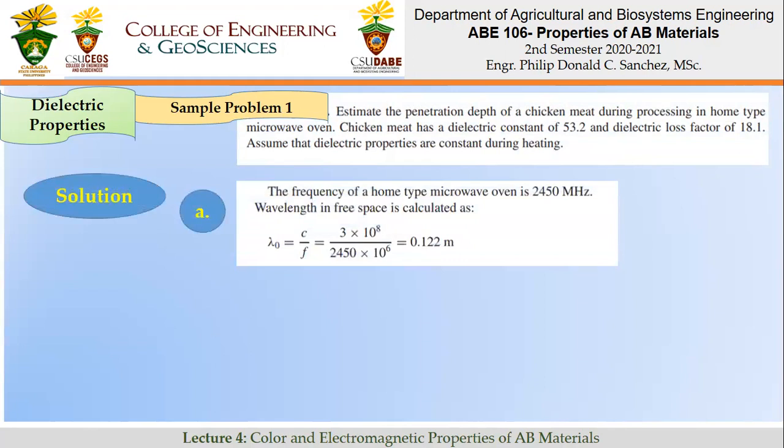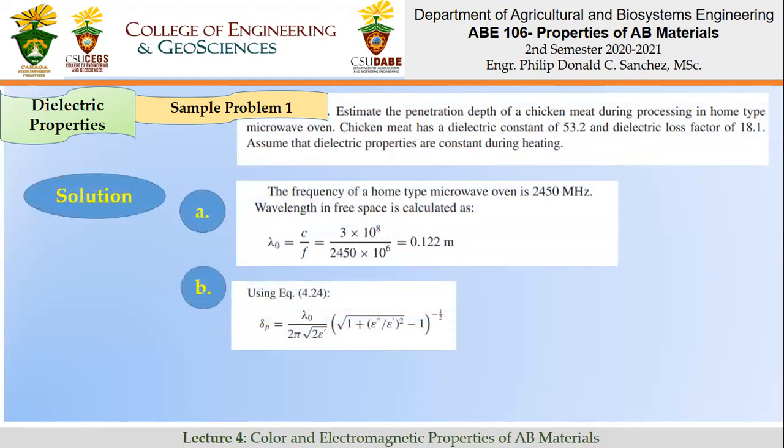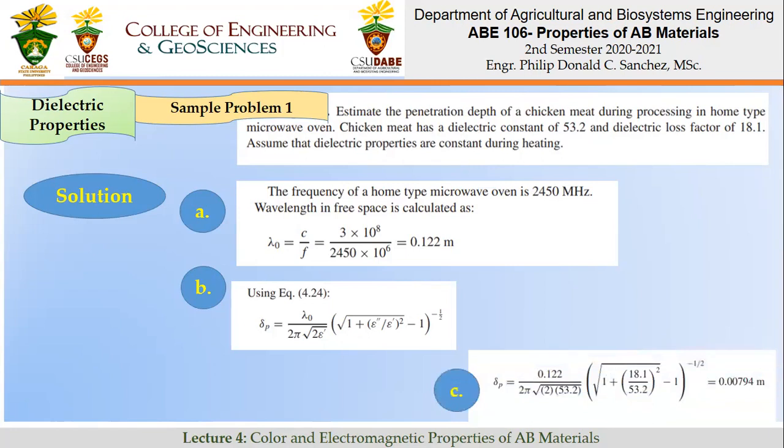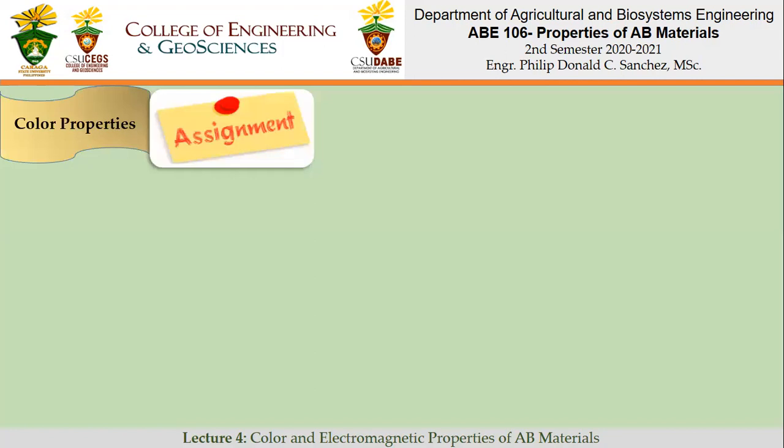So using the formula, you can get it based on 2,450 megahertz, which is the frequency of the available microwave oven. You review what the standard frequency of the microwave oven in the Philippines is. Based on that standard frequency, you can get the penetration depth, which is equal to 0.00794 meter using the formula.